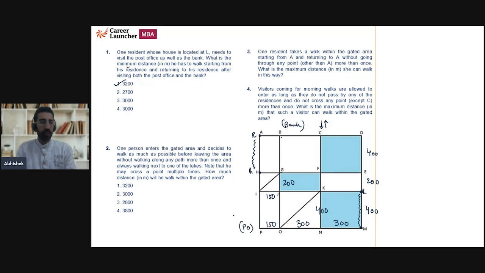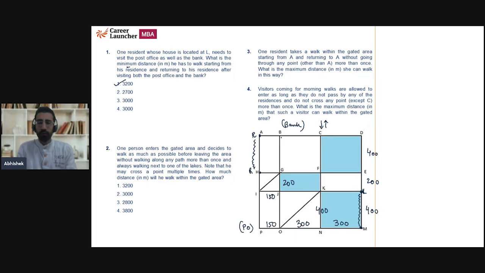This post office. The next question says, question 2, one person enters the gated area, decides to walk as much as possible before leaving the area without walking along any path more than once, and always walking next to one of the lakes. The person may cross a point multiple times. Good to know. How much distance will he walk inside the gated area?